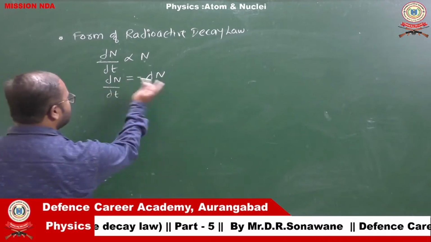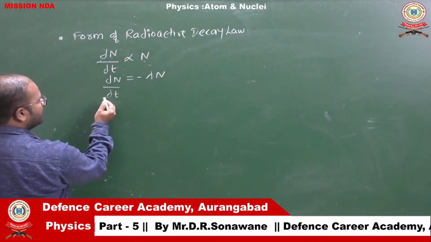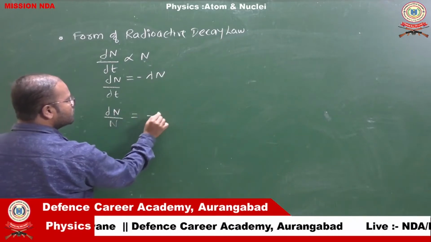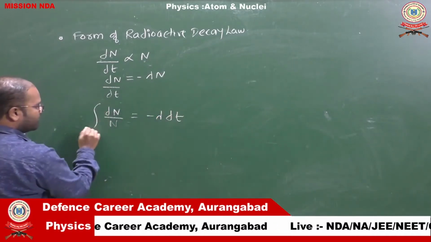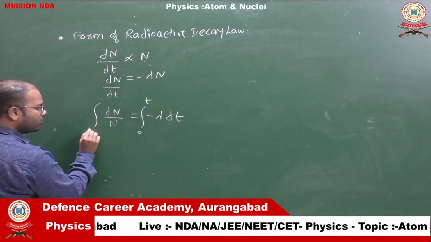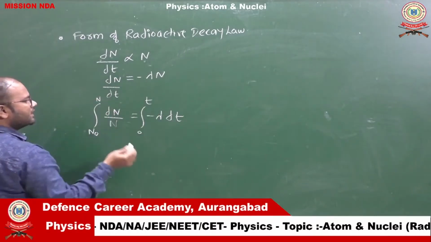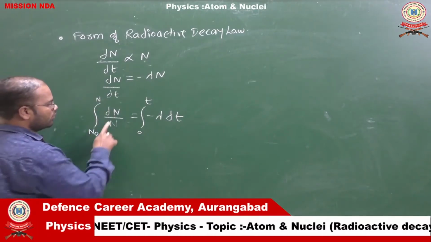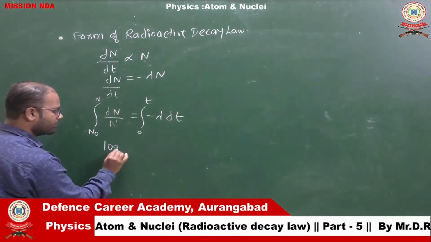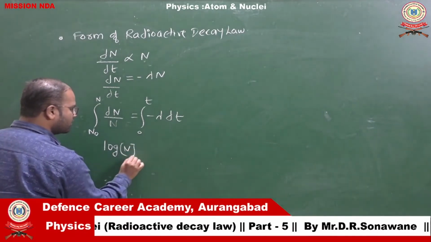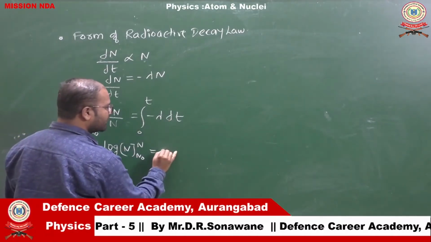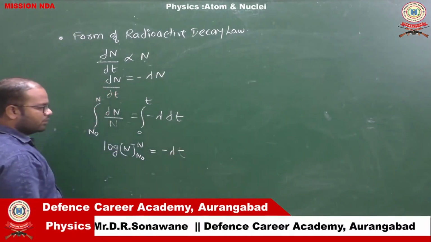By forming this equation in a different form, we keep N here and take the derivative: dN/N = -λ dt. By integrating both sides, here time starts from 0 to t, and the original number of nuclei is N0, and the remaining nuclei at any instant of time is N. So here is the integral of 1/N dN, which we can write as log N, where the limits are N0 to N. Then the integration of -λ dt is -λt. So this becomes the equation.